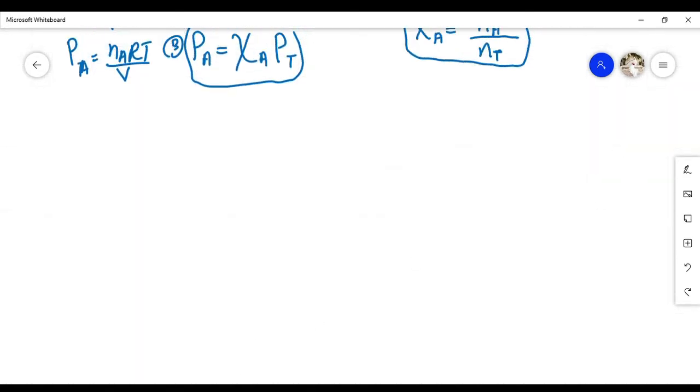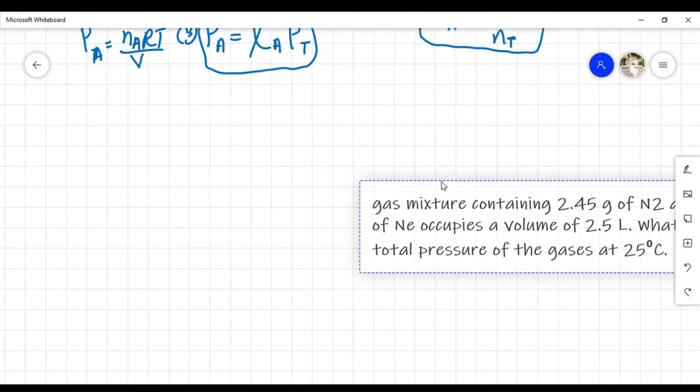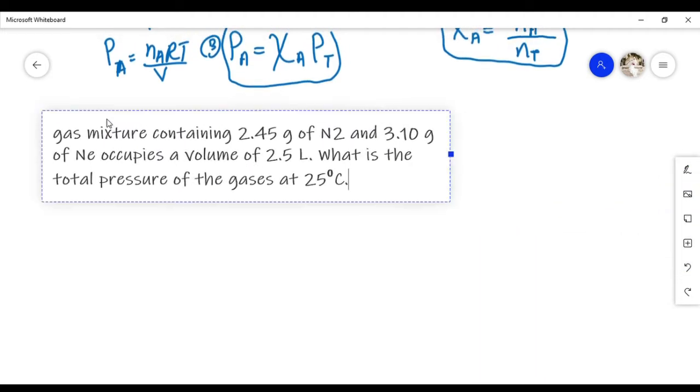So kita tengok soalan. So in this question, a gas mixture containing 2.45 gram of nitrogen gas. Okay, so just copy je and then kita tengok baca soalan tu dekat sebelah. So here, let's bring it here. Gas mixture. Okay, so a gas mixture containing 2.55 grams of nitrogen gas and 3.10 gram of neon occupies the volume of 2.5 liters. What is the total pressure of the gases at 25 degrees Celsius? So kita ada constant temperature, dia nak total pressure of the gases.